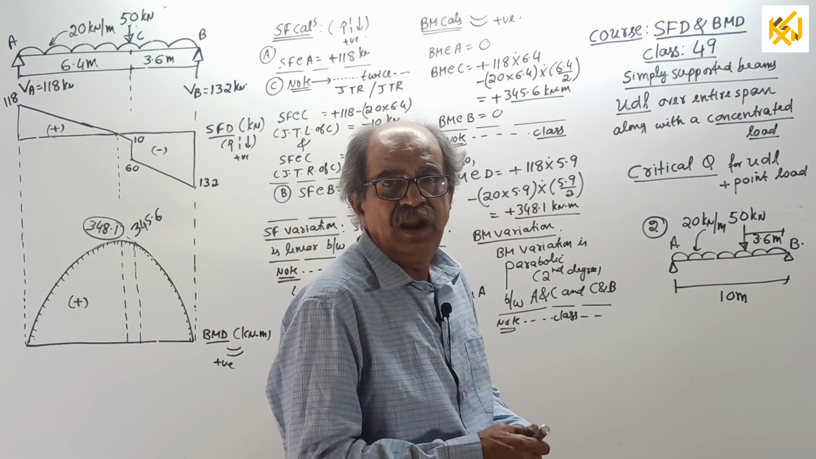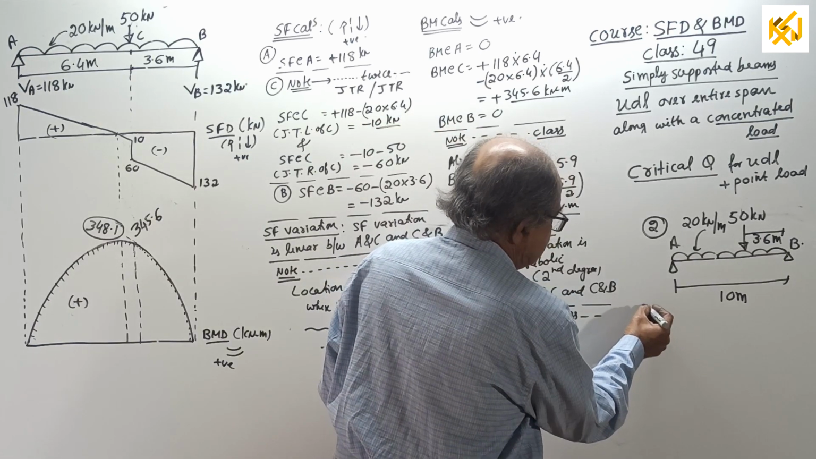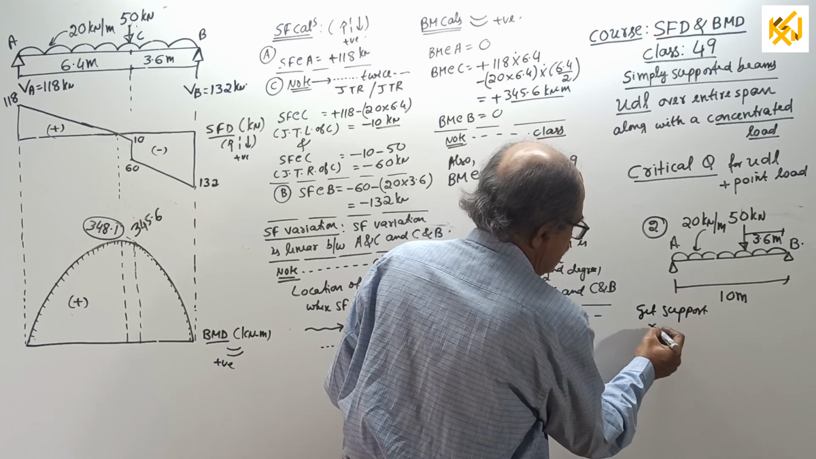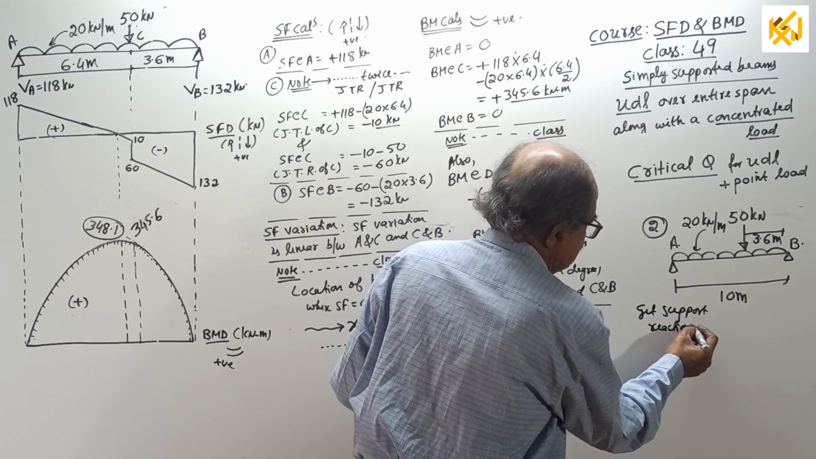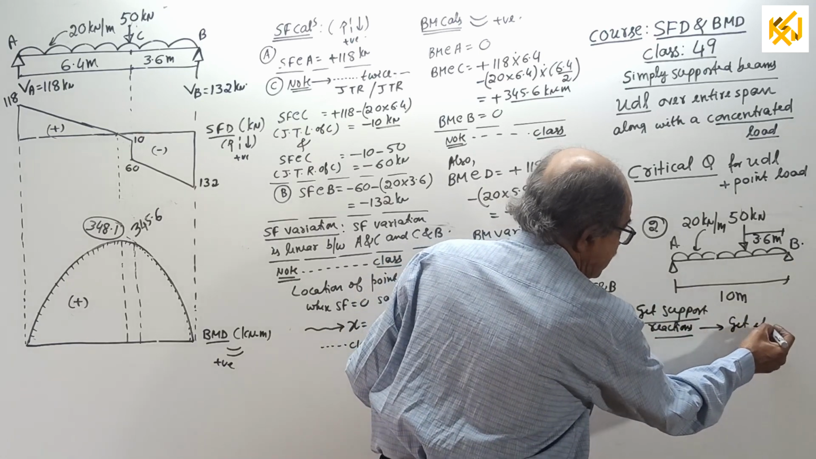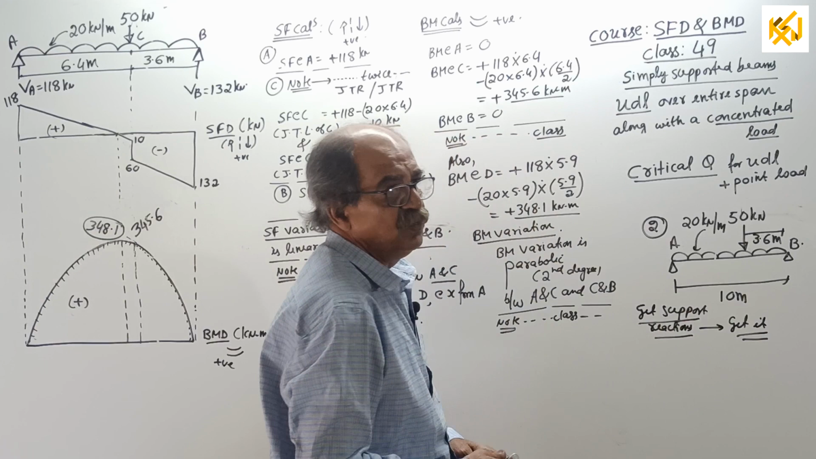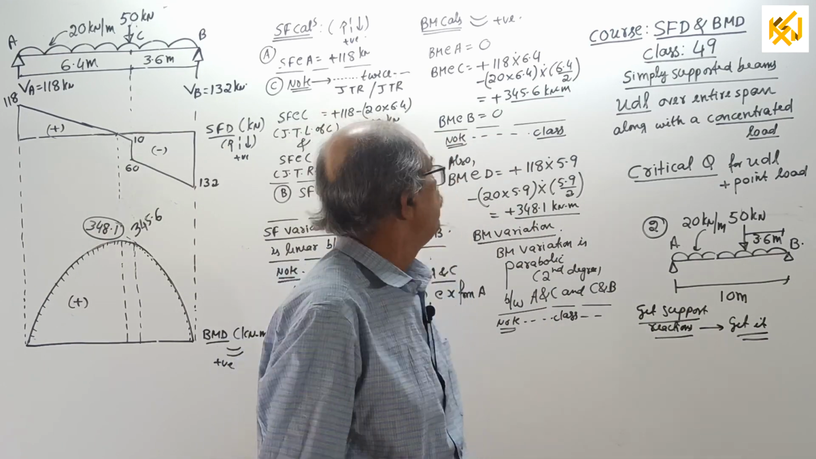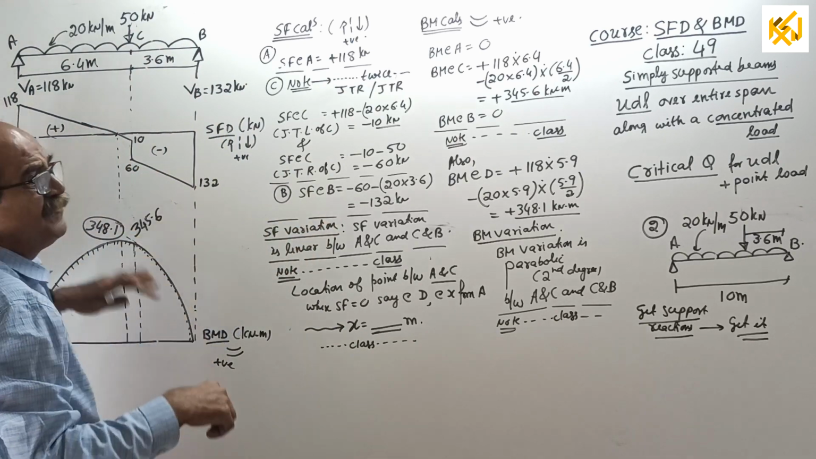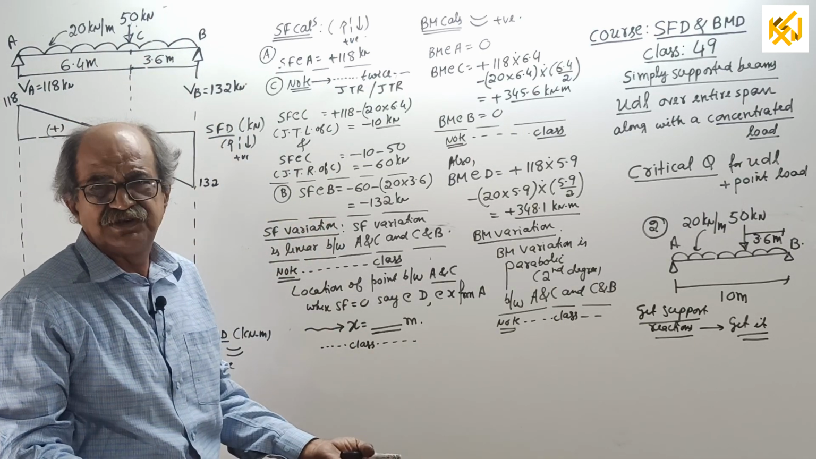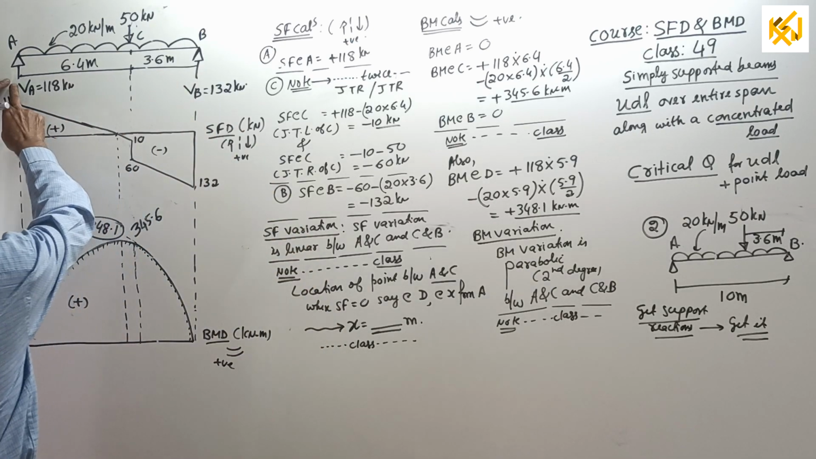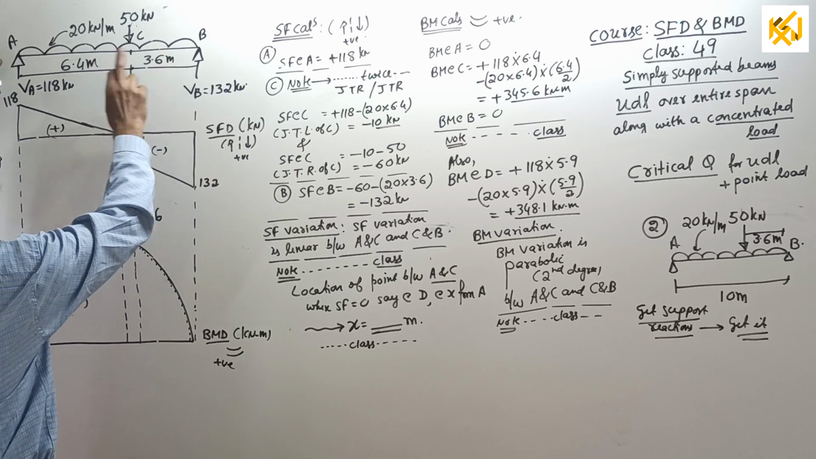So first you require reactions. First get the support reactions. Now, start SFD and BMD. I wrote the beam here neatly. Today I wrote everything because it is nothing but the previous question duplicated with a little change. So 118 and 132 are the reactions, and the points are marked A, B, C.